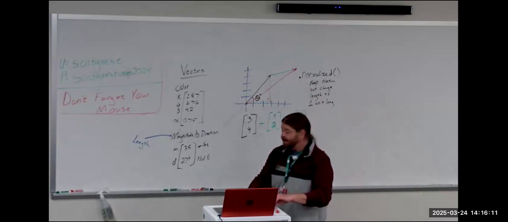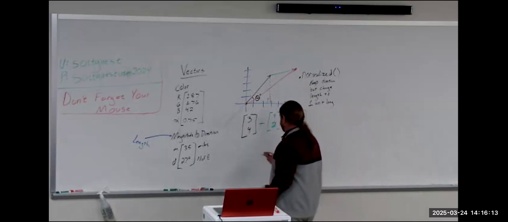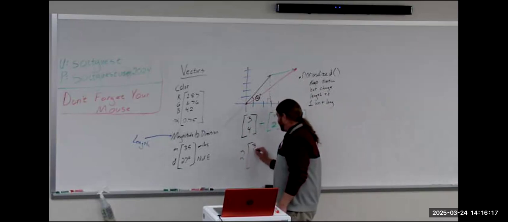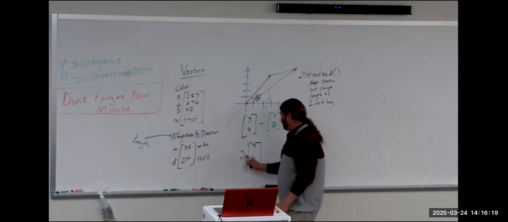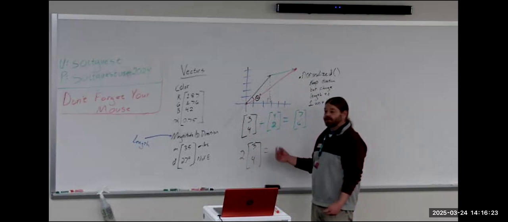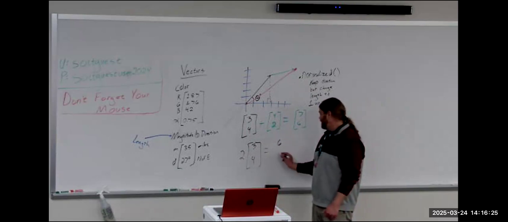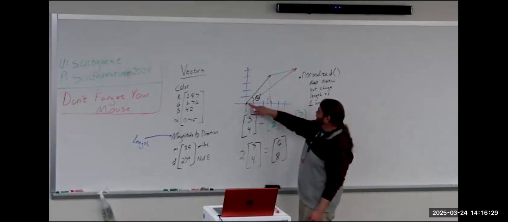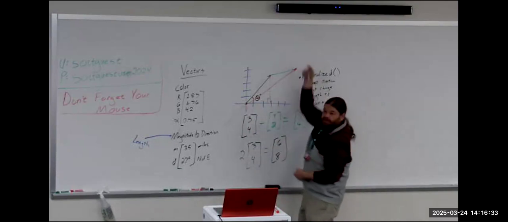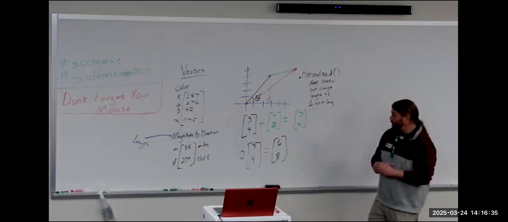They can be scaled. So we take a single value, 2, times the 3, 4 vector. We just make everything twice as long. 2 times 3 is 6, 2 times 4 is 8. That one's still going to have the same direction. It's just going twice as far out.